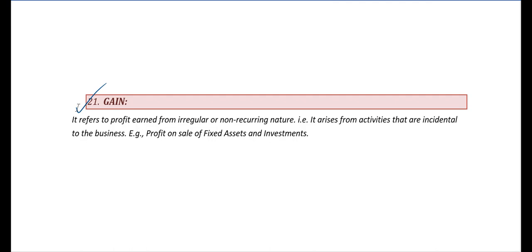21st term, gain. It refers to profit earned from irregular or non-recurring nature, that is from activities which are incidental to the business. So it is gain is profit arising due to activities which are incidental to the business, not directly related to the operating activities of the business. For example, when you sell fixed assets or investments and make a profit, we refer to it as gain.